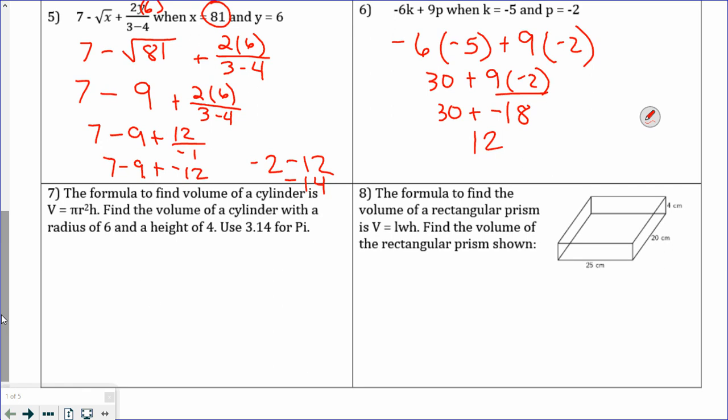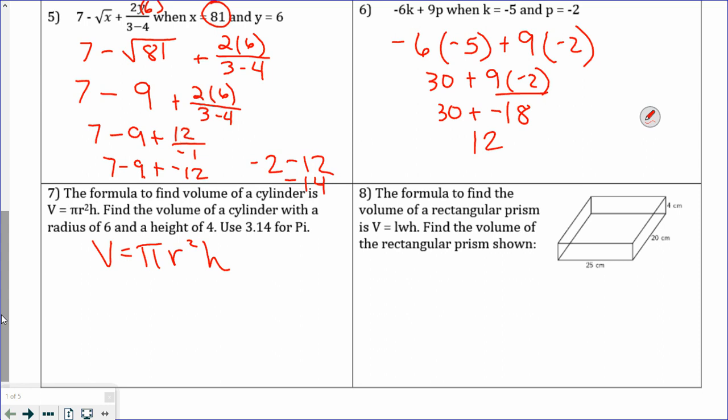All right, and lastly, we're finishing up with our formula questions. So these are really straightforward. We're just plugging in numbers into our formula, just like we did last year when we did perimeter and area and surface. You didn't do surface area. Perimeter, area, circumference. So number 7 says the formula to find volume of a cylinder is volume equals pi r squared h.